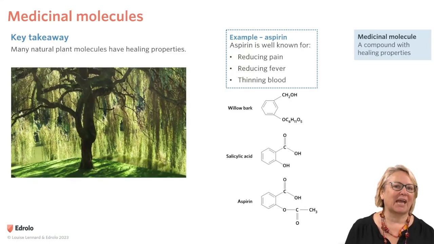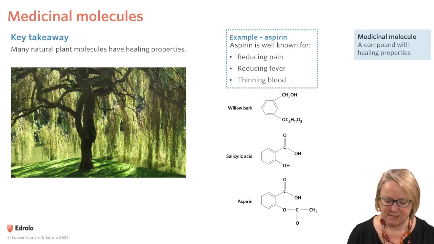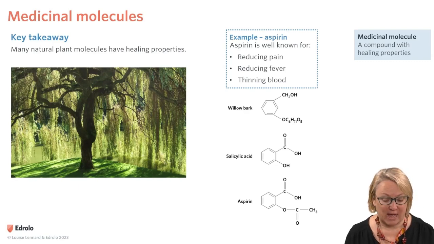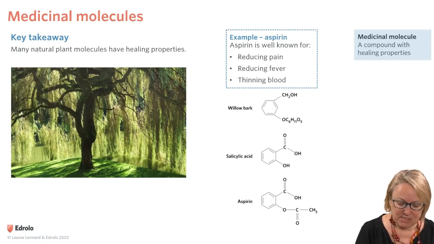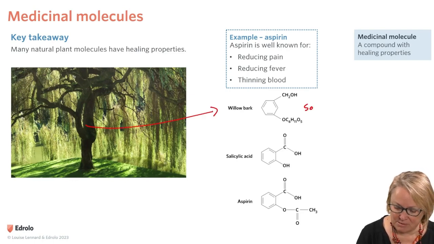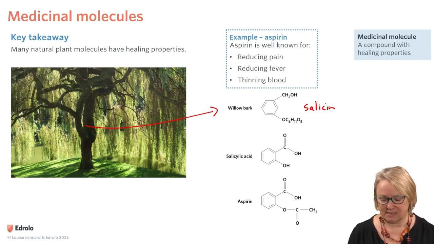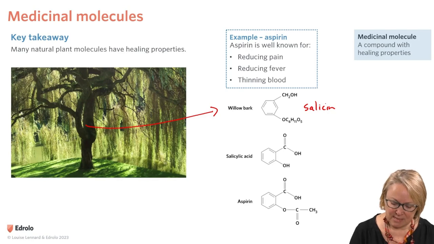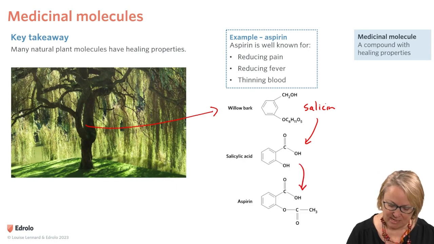If we go back and have a look at the willow tree, this is just one of thousands of plant molecules that have healing properties. So aspirin is well known for reducing pain, for reducing fever, and also for thinning blood. And the willow tree, the willow bark, contains this compound. It contains lots of compounds, but this particular structure that we've got here is salicin from willow bark. And it can be converted to salicylic acid, which is the starting material for making the painkiller aspirin.